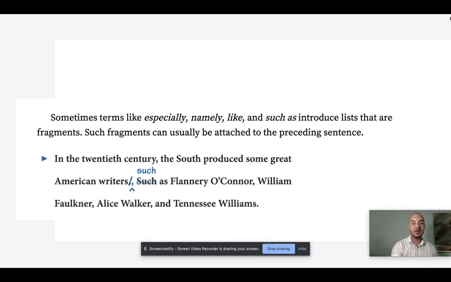In this case, such as should not be its own sentence. There is no subject and there is no verb in that second sentence. And so what we need to do is, instead of using the colon this time, get rid of the period, add a comma, and lowercase the s in such, and so now we are combining those 2 sentences.